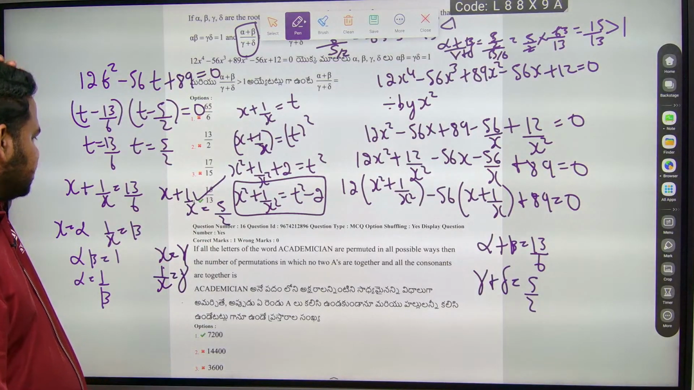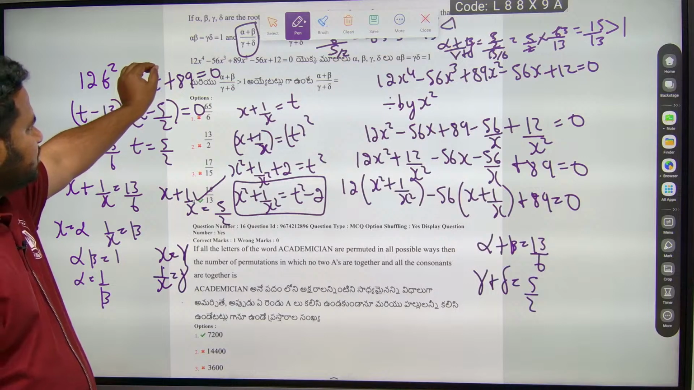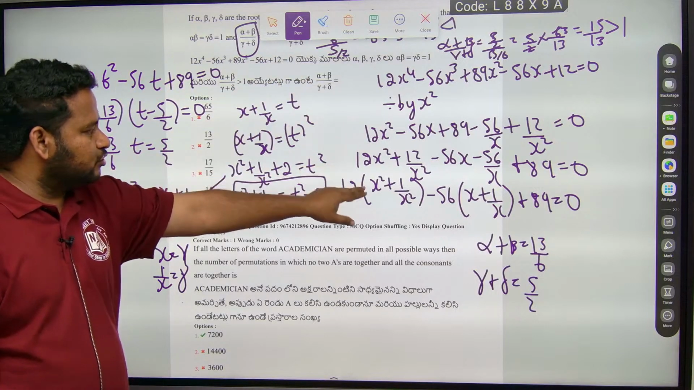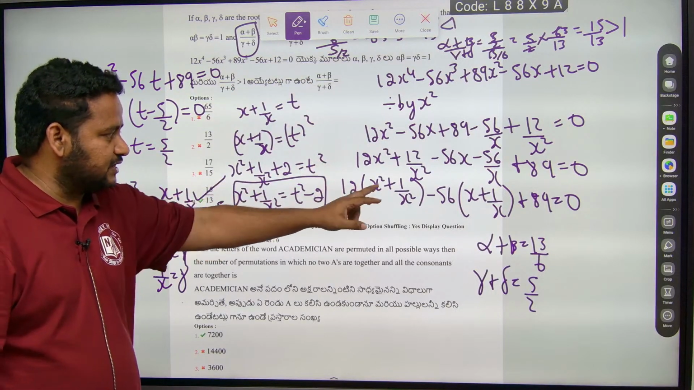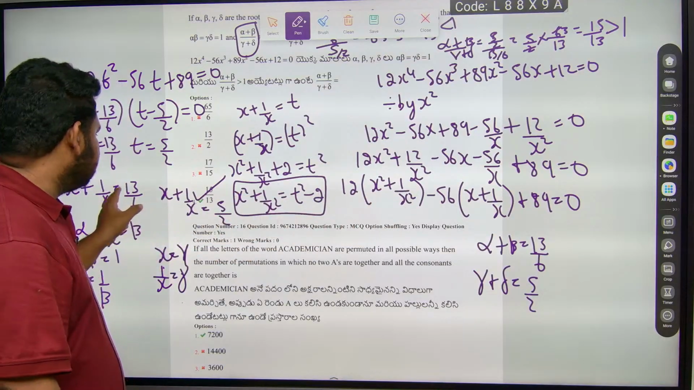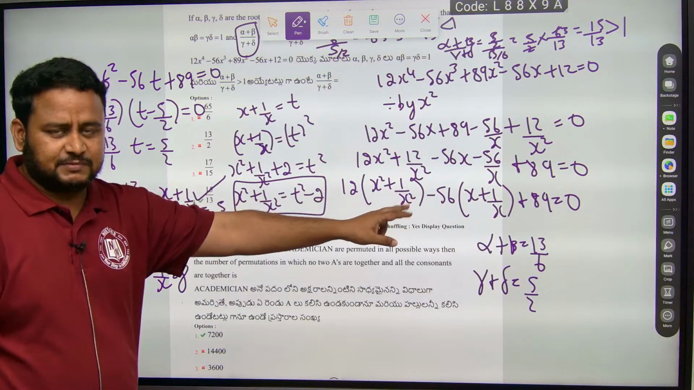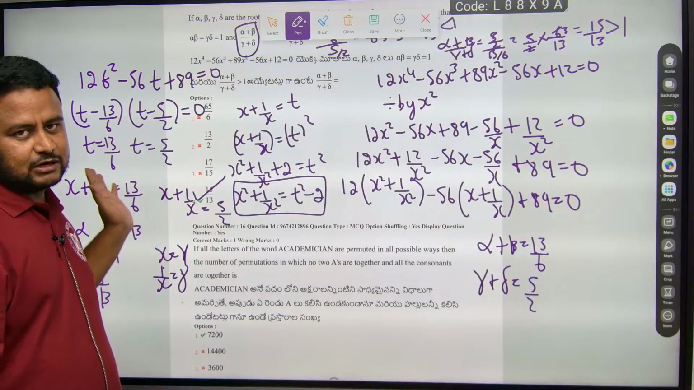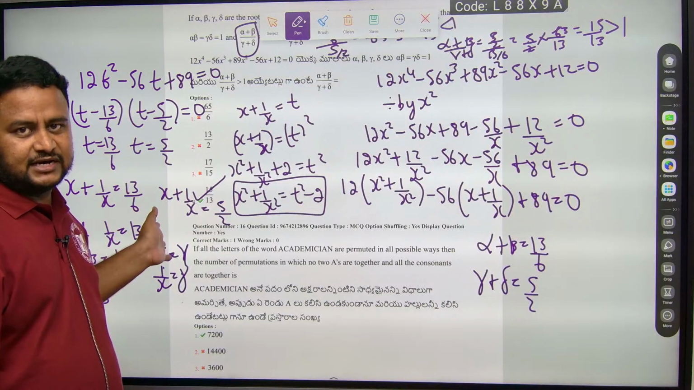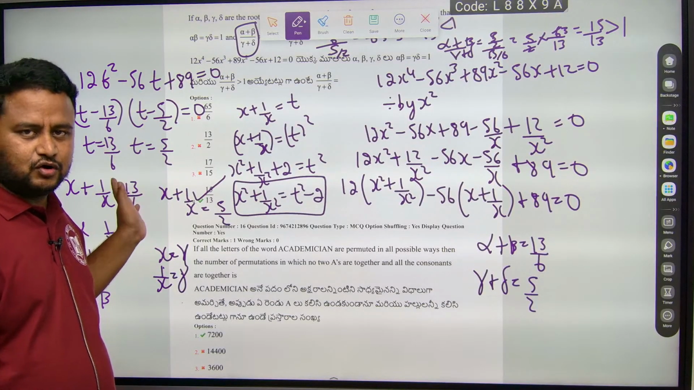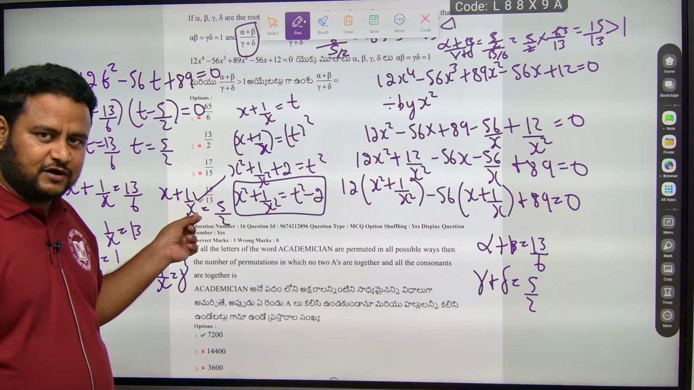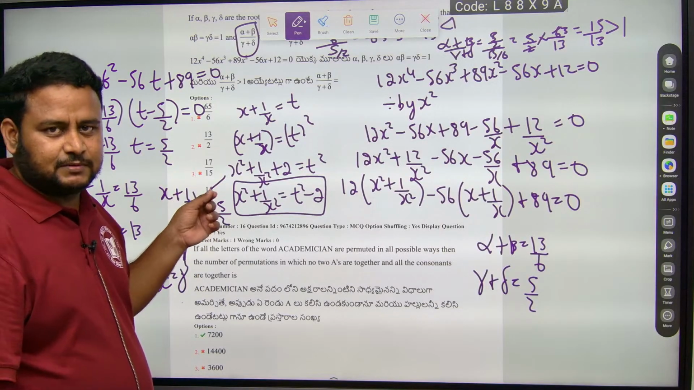So the next question that they have given is, in this question first you have to divide by x square and you have to put the value of x plus 1 by x square as t square, that is t square minus 2, and x plus 1 by x is nothing but equal to t. So you will get a quadratic equation. Then if you solve the quadratic equation you will get the value of t. Then you have to put it as x plus 1 by x. So alpha you will get as x and beta is nothing but equal to 1 by x.